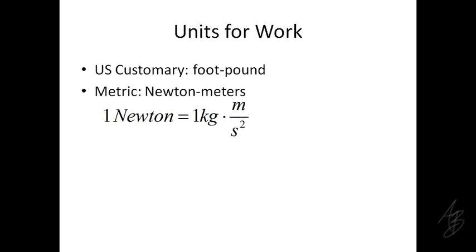Units on work are a little bit different than other units that we've seen. In the United States, the customary units are usually foot-pounds, and 1 foot-pound is the amount of work that it takes to move 1 pound, 1 foot, in the direction of the force. In the metric system, typically we see Newton meters. Newton meters is the amount of work that it takes to move 1 kilogram, 1 meter. And you can see a lot of different units in terms of work depending on what kind of units are put into the problem.